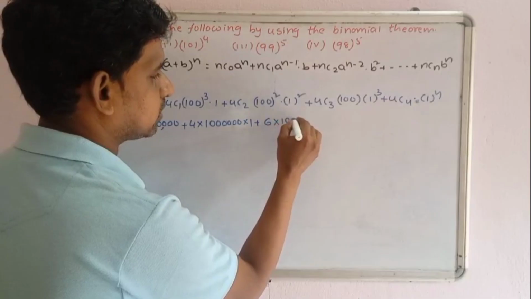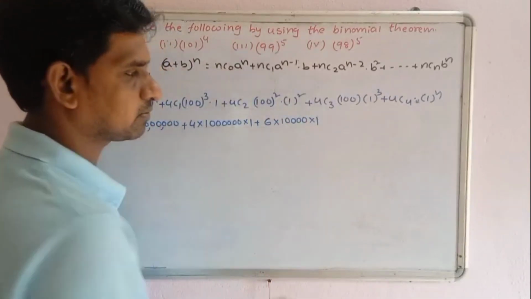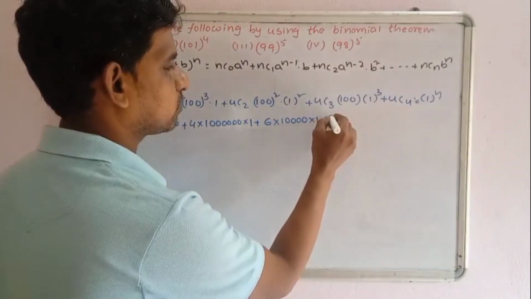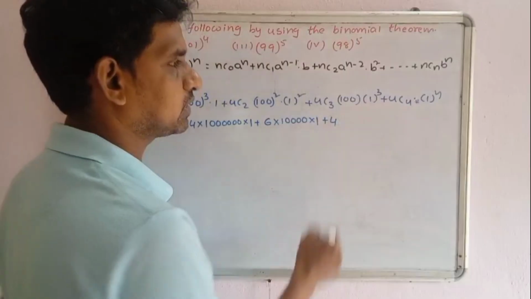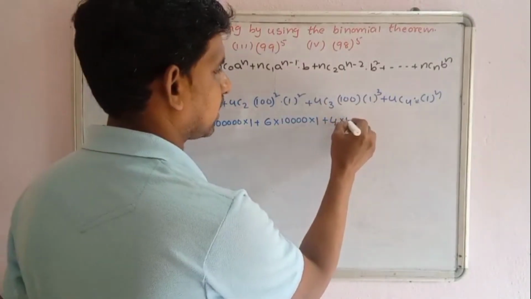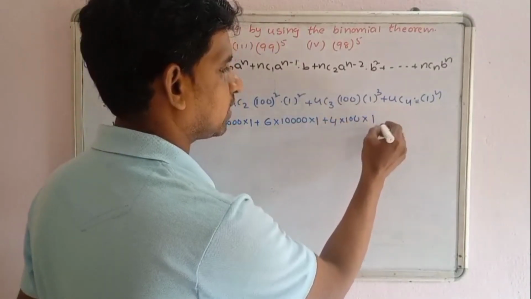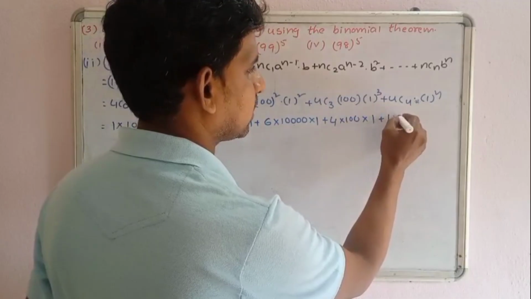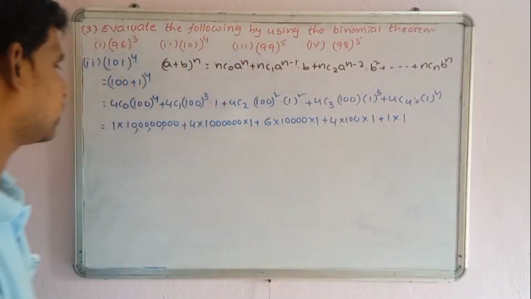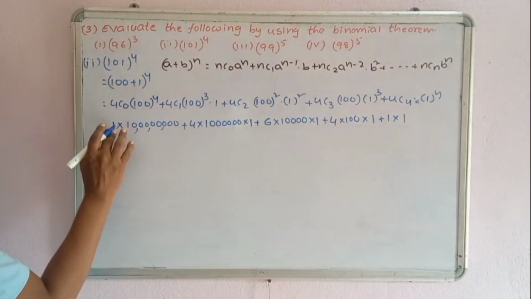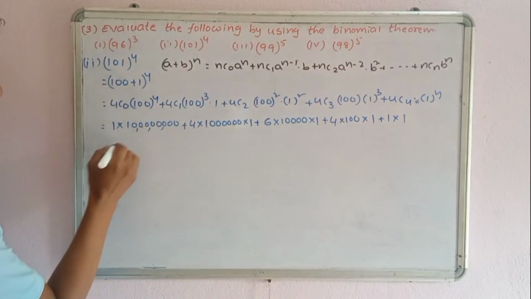2 zeros whole square is 4 zeros. Again 1. 4C3 is 4, so 4 into 100 into 1 cube value 1. 4C4 value 1 into 1 power 4 value also 1. See, 1 into anything we get the same number. So this is 10 crores.